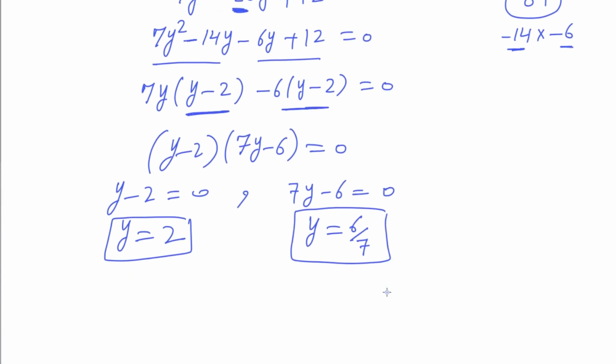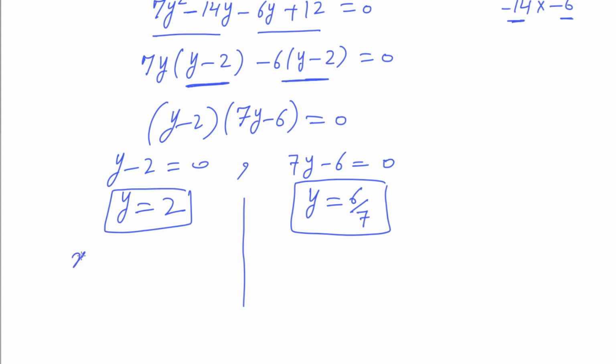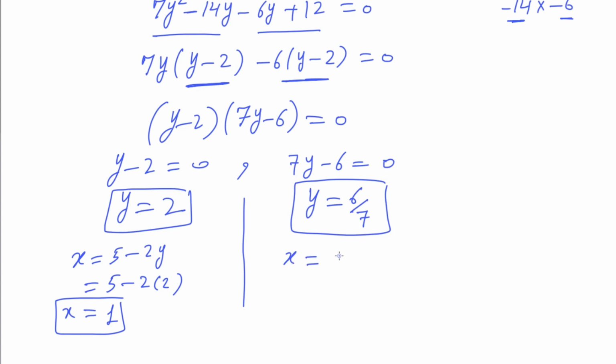Now we will find the corresponding x value for these two numbers. When y is 2, because x equals 5 minus 2y, we will substitute this value here: 5 minus 2 times 2, and the answer is 1. x is 1. Now you can get the value for x for this value of y: 5 minus 2 times 6 over 7. Solve these two, 35 minus 12, 23 over 7. So x is 23 over 7.